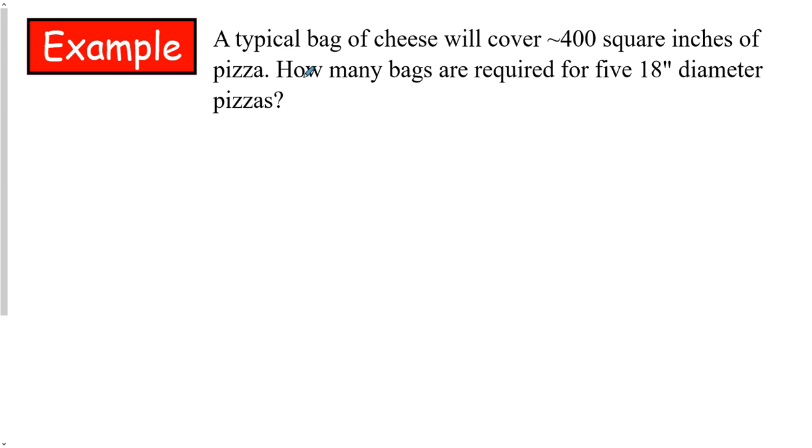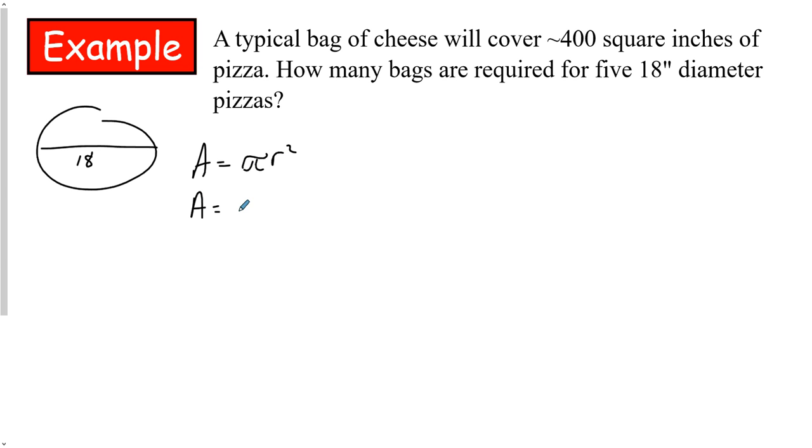A typical bag of cheese will cover approximately 400 square inches of pizza. How many bags are required if we have 18 18-inch diameter pizzas? Well, we got a pizza. It's 18 inches across. So the area is pi times the radius squared. Well, if the diameter is 18, that means the radius is 9. So this would be 81 pi.